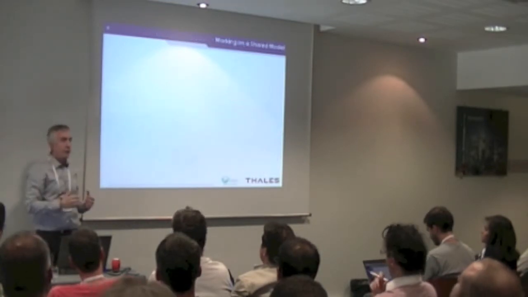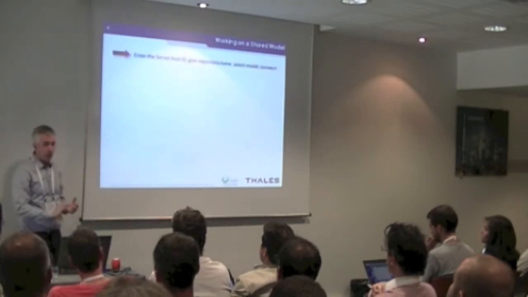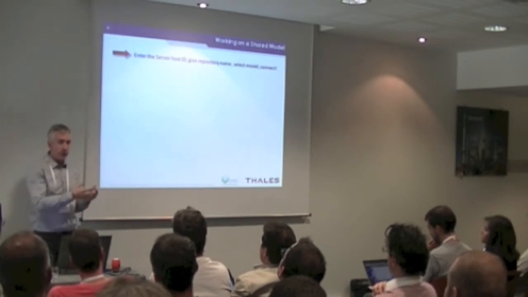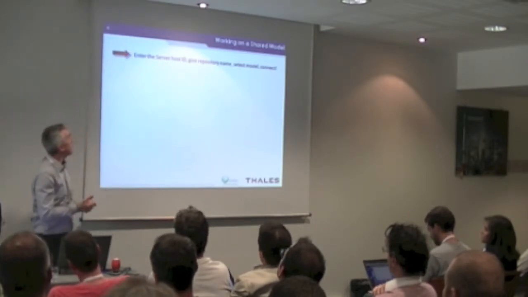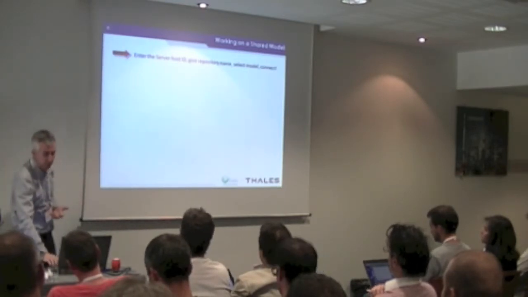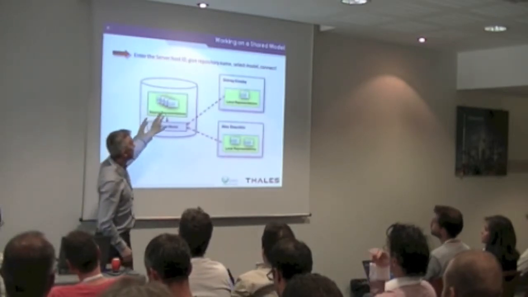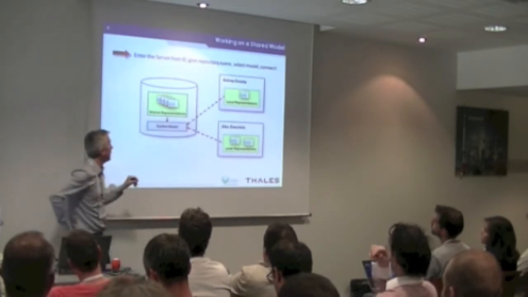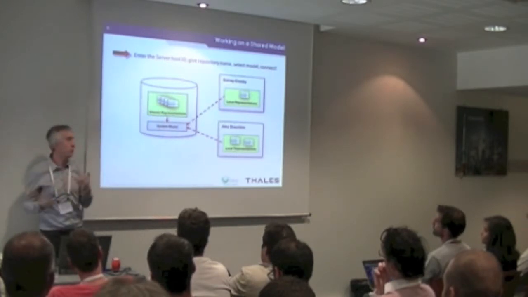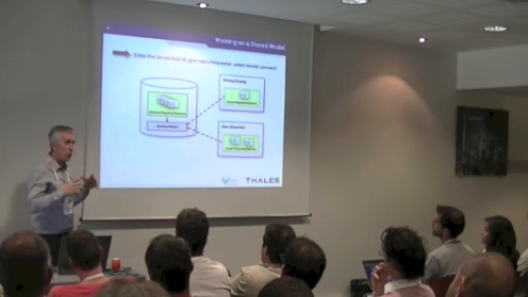Then, from the end user point of view, working on the shared model has to be simple as well. So instead of double-clicking on the file and opening the file, they just enter the server host ID, they give the name of the repository where the model is, they select the model, and they connect. So we have here what is on the repository. We have two clients with two users, and we separate the model between representations, so the diagrams, tables, and the model itself. The model is always shared.